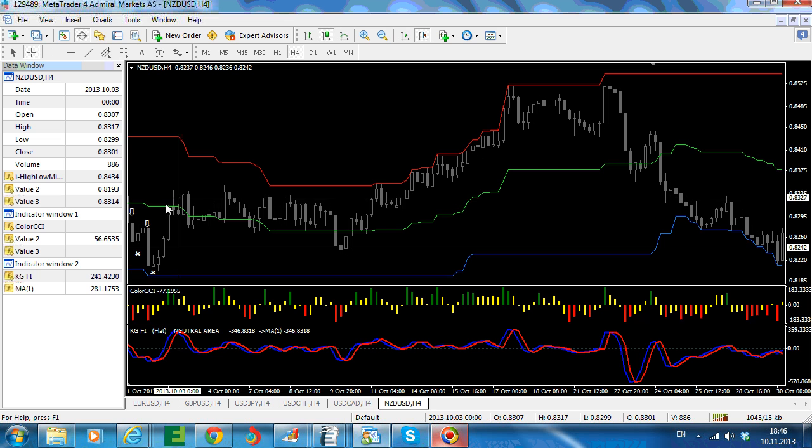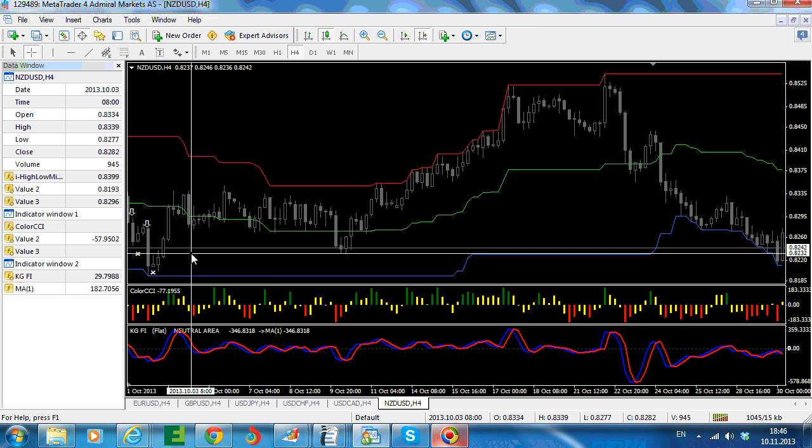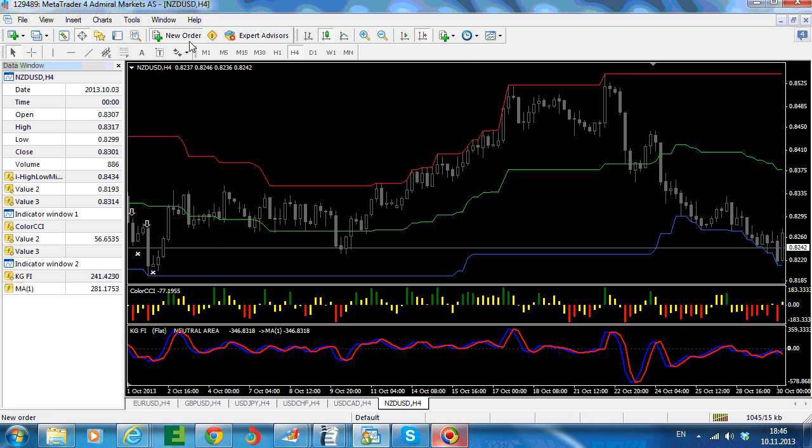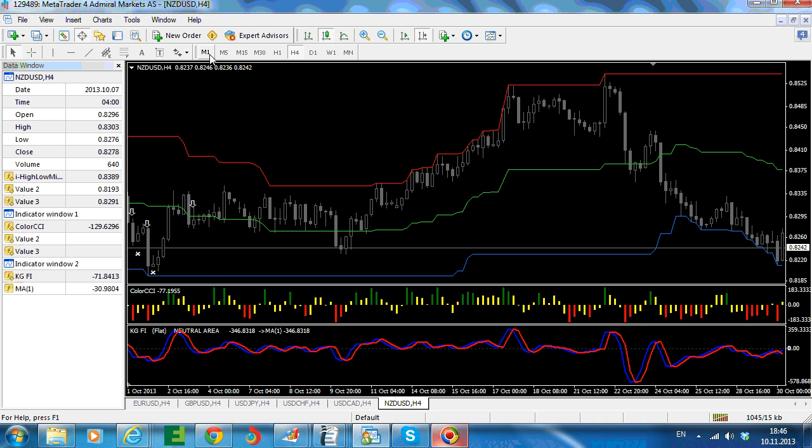Then moving forward here, not a signal there. This one not a signal, not a signal there. This one no. This would be a signal to the downside, in the sense that, as you can see, the CCI is red, the KGFI is below 0, and price is in the lower part of the channel there. So normally this should be a buy put signal, but it expired out of the money.